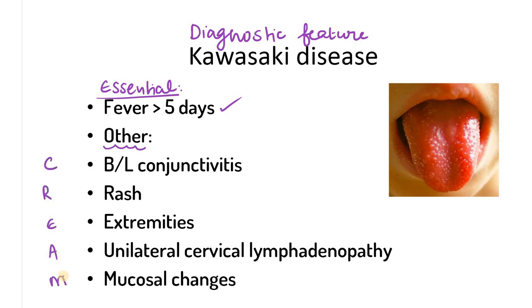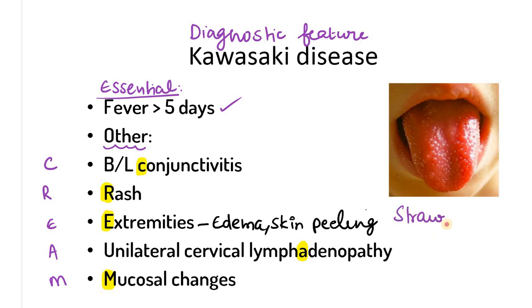What is it? C for conjunctivitis, bilateral conjunctivitis, R for the rash, E for extremity. In the extremities, you can get edema as well as skin peeling in the fingers and all. Okay, skin peeling. Then A stands for adenopathy, which is a single cervical lymphadenopathy. And M stands for the mucosal changes. What you see in the picture is a very reddish tongue called a strawberry tongue. So these are the features of Kawasaki disease which you need to know about. Please don't forget the most essential feature is fever.